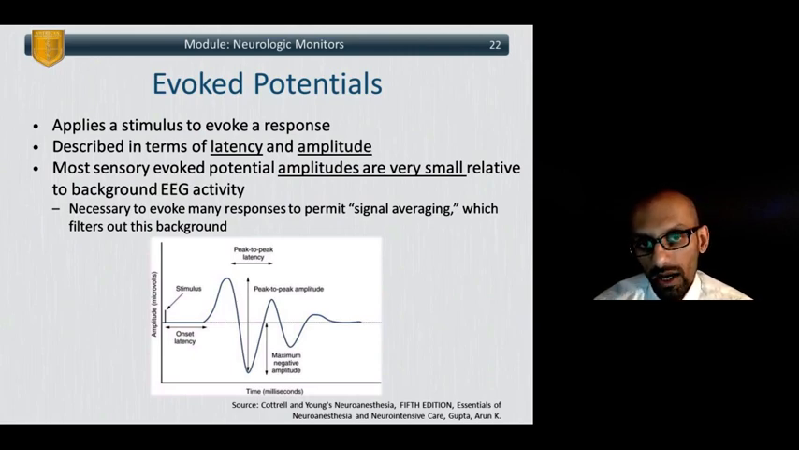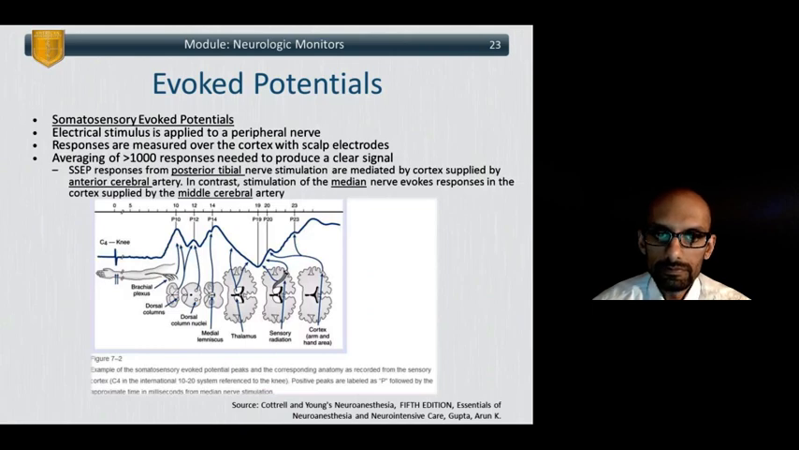And that's why you need to evoke a response with, for example, an electrical impulse, and then assess the downstream effect of that sensory evoked response. Again, you're assessing latency and amplitude. With somatosensory evoked potentials, the electrical stimulus is applied to a peripheral nerve, so you're out in the periphery, and the responses are measured over the cortex with scalp electrodes. You can also measure all the way up along the trajectory of the nerve, so over the brachial plexus, for example, you can measure that latency as well as on the cortex. You average greater than 1,000 responses to produce a clear signal.